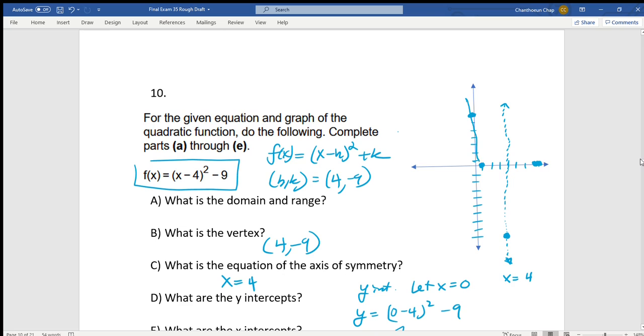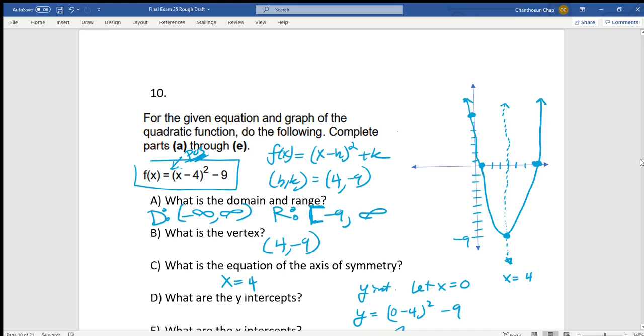So we do have a parabola and it does face up just like we predicted, because the leading coefficient is a positive 1. Now we can look at the domain. It goes to the left forever, to the right forever. That's the domain. For the range, it goes down all the way to negative 9, and we're going to use a square bracket. And it's going to go up forever and ever. So that's the range. So the domain is negative infinity to infinity. The range is a square bracket, negative 9 comma infinity.